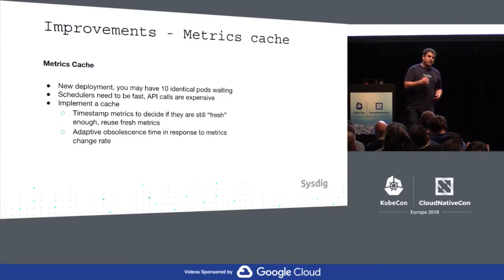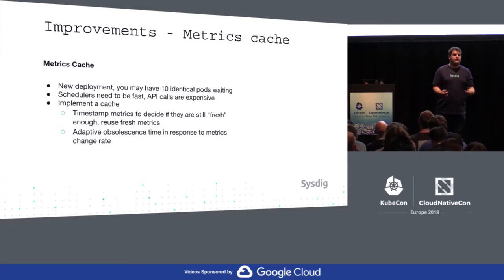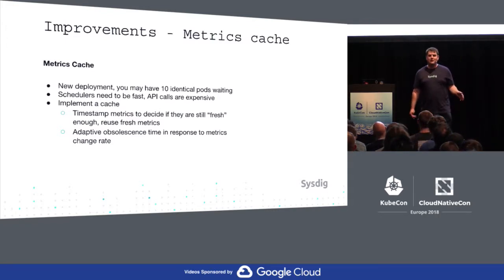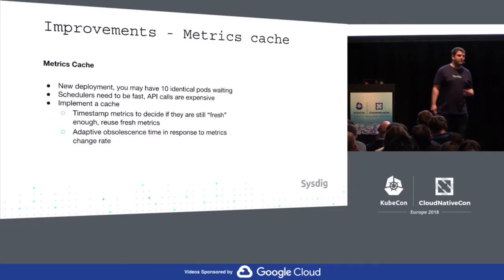First improvement, this one is implemented. I will go back to the terminal. Metrics cache is a very common case: you have a new deployment and suddenly you have 20 new pods. Do you really need to query the API 20 times? Probably not. So the first obvious optimization that you can do is create a metrics cache.